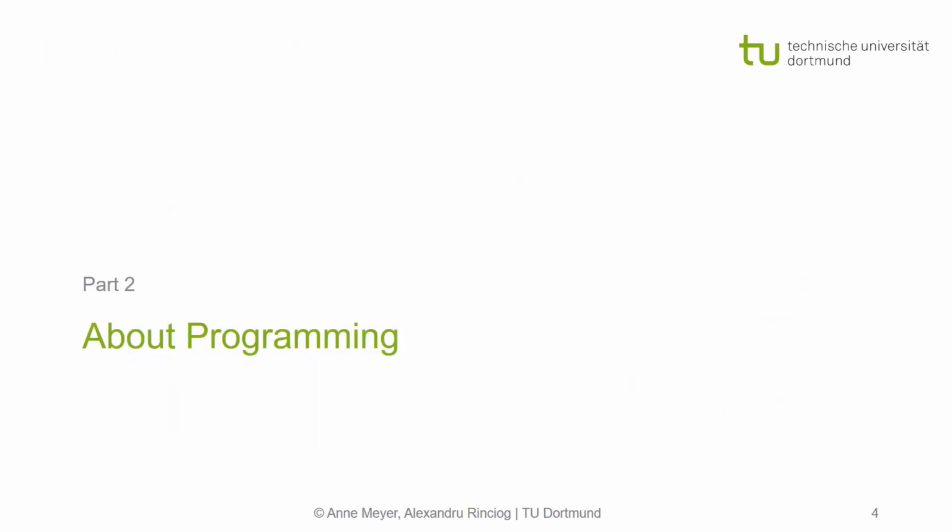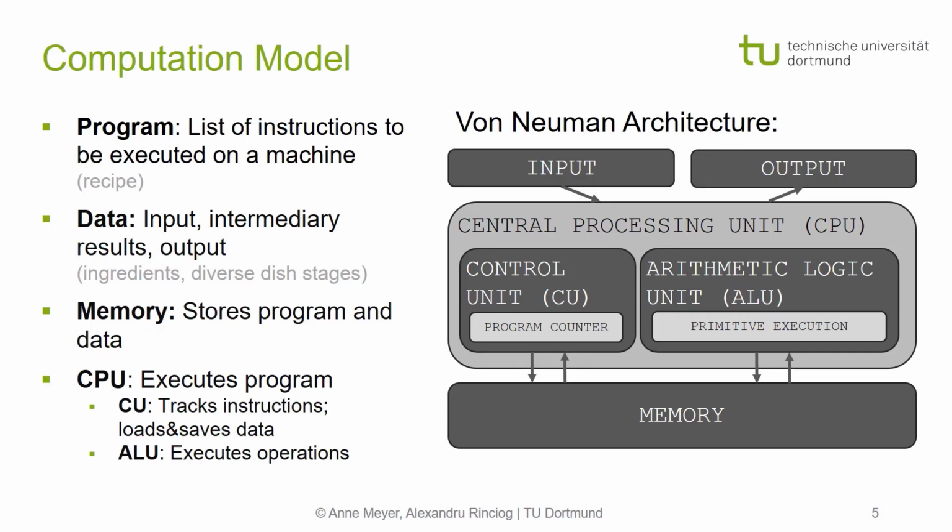Now, let's talk a little bit about programming. So, what is a program? It's actually a pretty basic definition. It's a list of instructions to be executed on the machine. It's analogous to a recipe of sorts. And as with the recipe, the instructions in and of themselves aren't enough. You need other things. You need data, as in ingredients, and diverse dish stages, as in intermediary results, until you get to your final dish, which is the output.